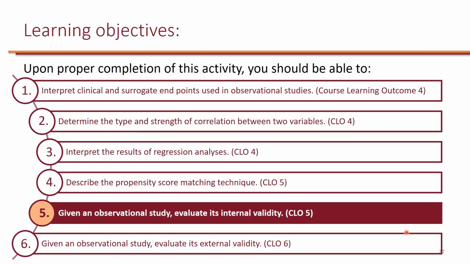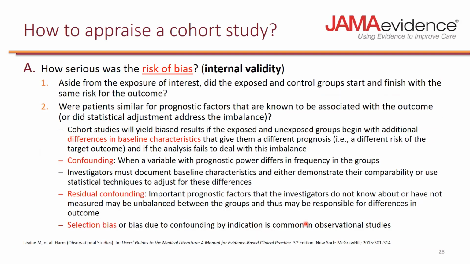We looked at interpreting endpoints used in observational studies. We determined the type and strength of correlation between two variables and interpreted the results of regression analysis, and we described the propensity score matching technique. Now, given an observational study, evaluate its internal validity, which is course learning outcome number 5 on the course syllabus. In an observational study, we want to make sure that the patients are similar for prognostic factors that are known to be associated with the outcome.